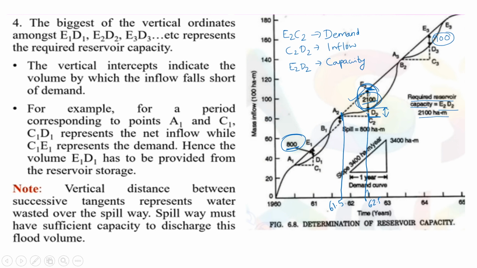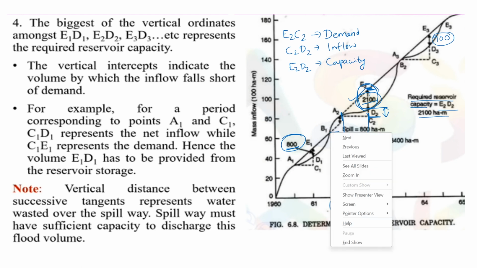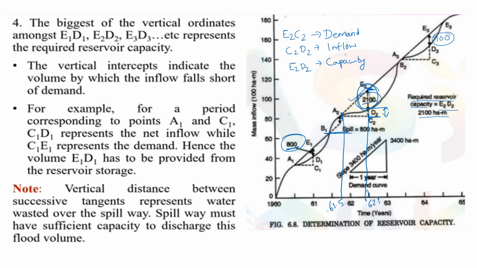Also note that the vertical distance between successive tangents represents water wasted over the spillway. Consider B1 as the maximum capacity of the reservoir. After B1 the mass inflow curve is increasing, and this increasing portion is the water which is spilled off. That means after B1 the water coming into the reservoir needs to be spilled off, or discharged through the spillway gate.